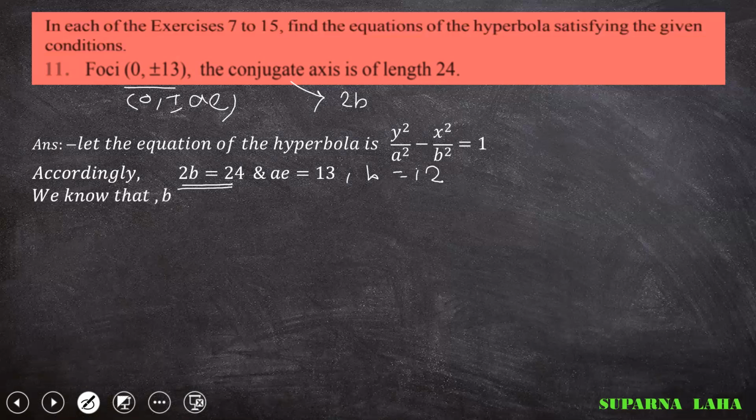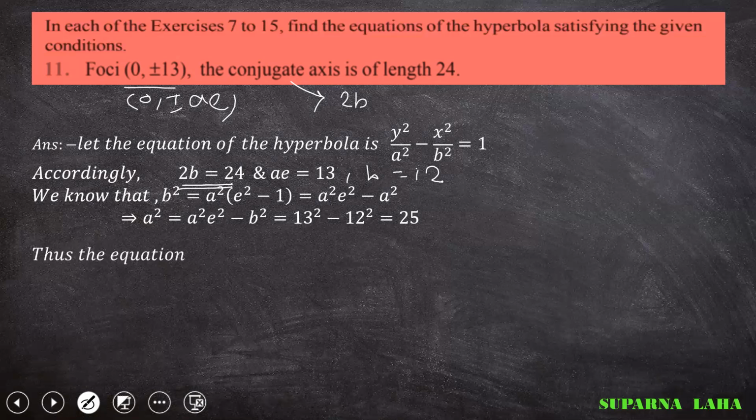So now b² is equal to a²e² − a². So from here you can write that the value of a² is equal to a²e² − b². So 13² − 12² is equal to 25. So the value of a² is 25 and b² is 12², that is 144. So write down the equation: y²/25 − x²/144 = 1.